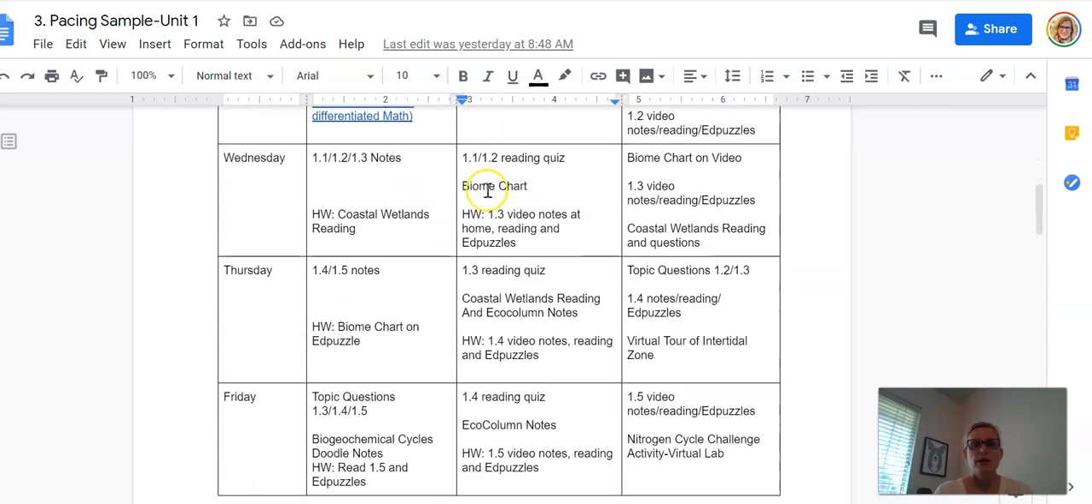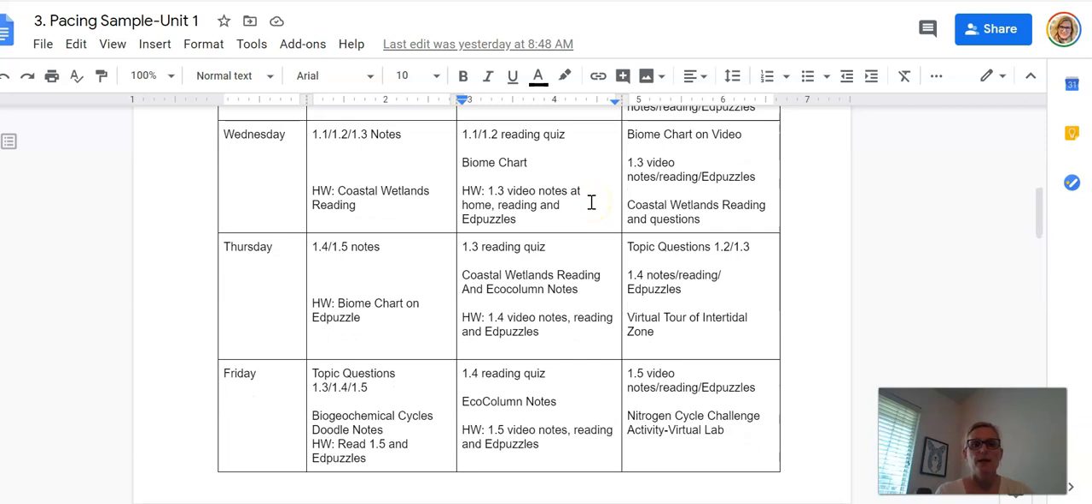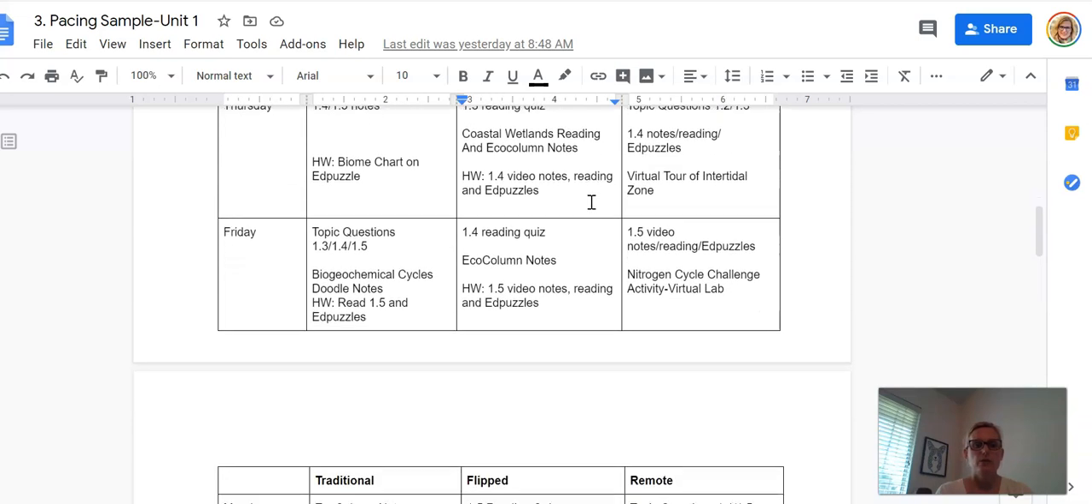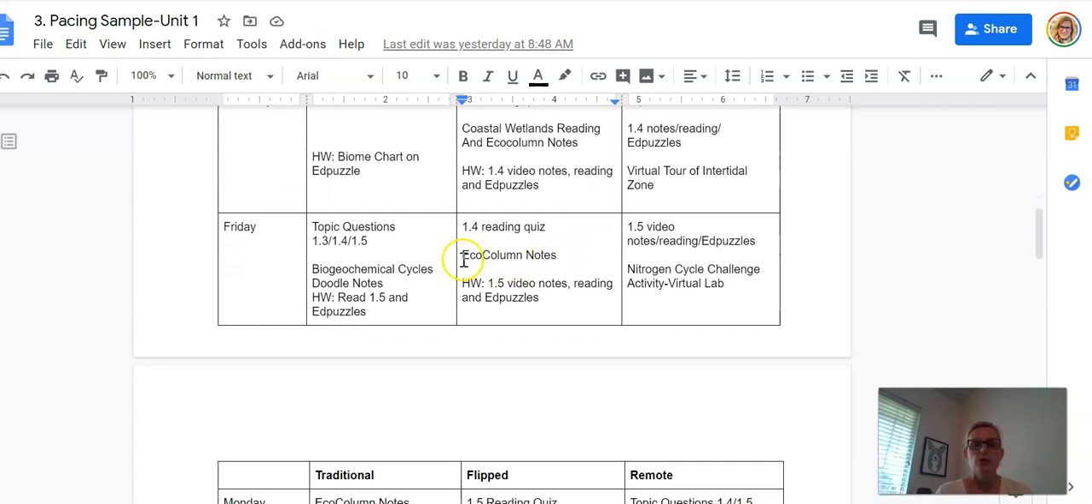Then you can see we go into a biome chart, which I will pop in the drive for you. And then what else do I want to point out? Eco column notes. So you have a PowerPoint of notes, and I fit these in unit 1 because it covers a lot of these topics on ecology. And they need to know the science that's happening in their eco columns as well.